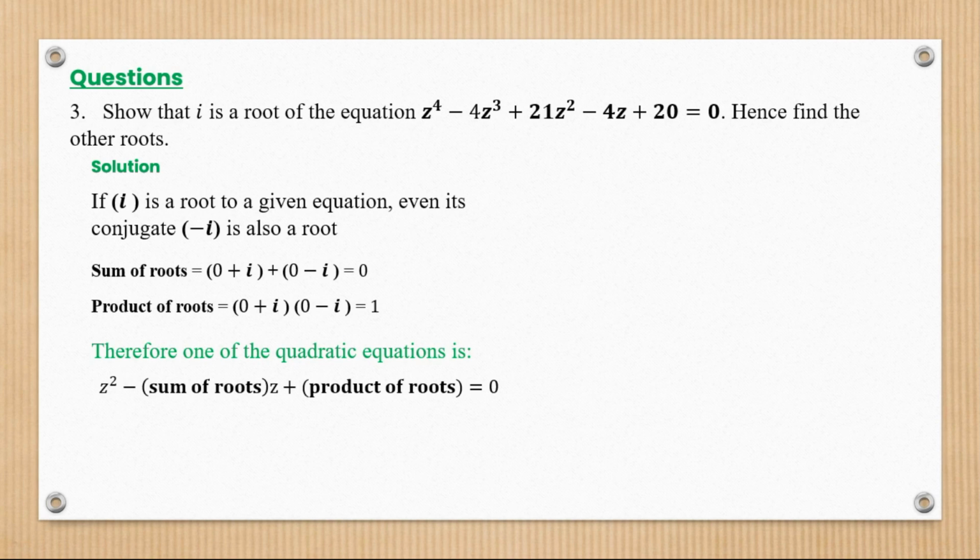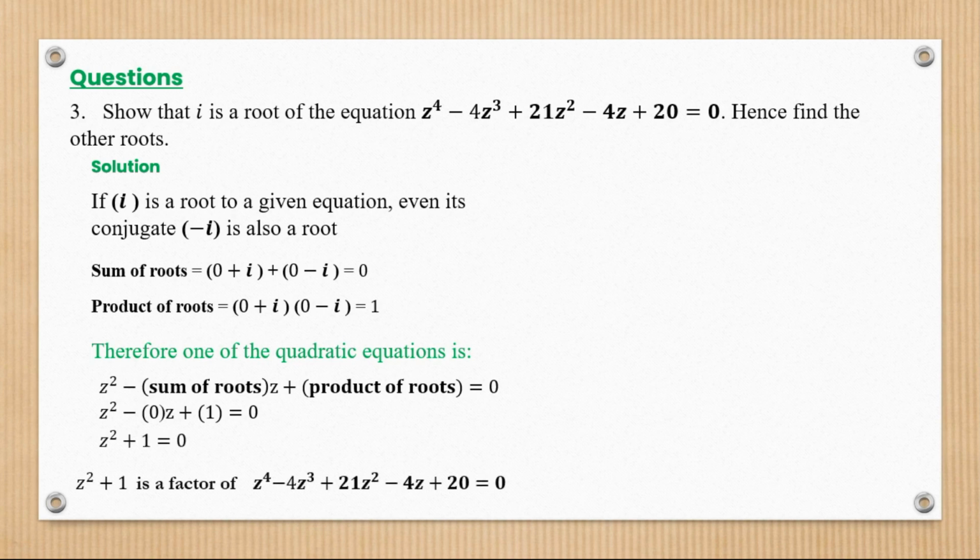So we're going to insert the value of sum of roots and the value of product of roots, then we end up with that. So we end up having z squared plus 1 being equal to 0. So we can see that z squared plus 1 is a factor of the equation. So let's find the other quadratic equation. How do we do that? The other factor, we find that by long division.